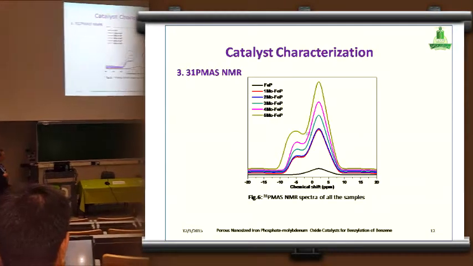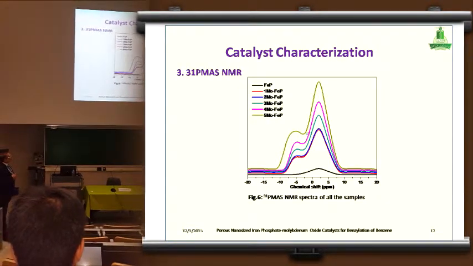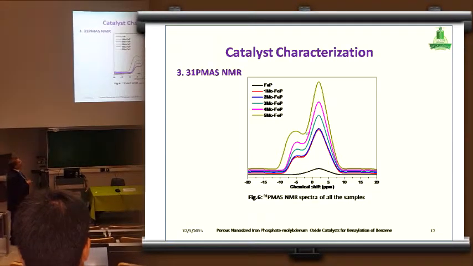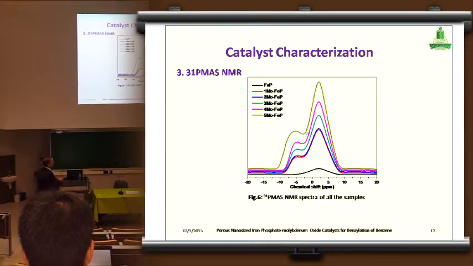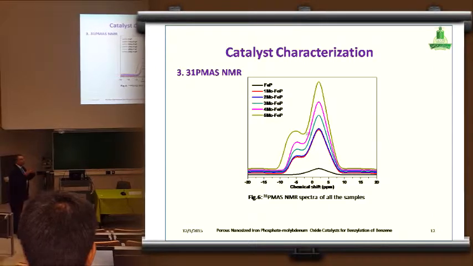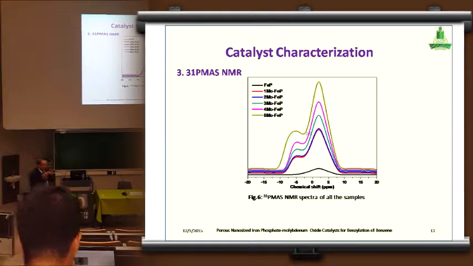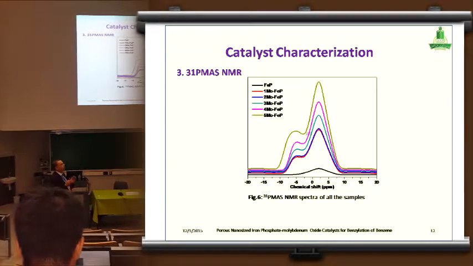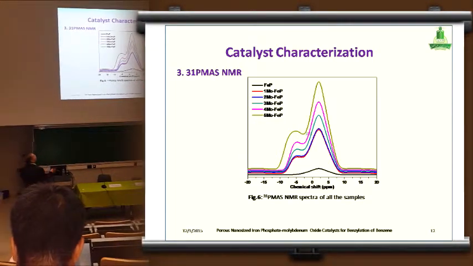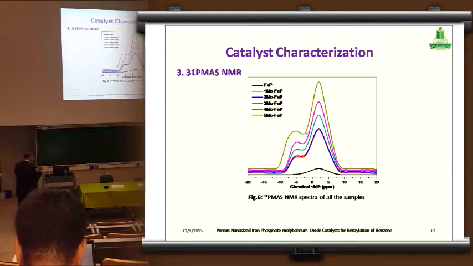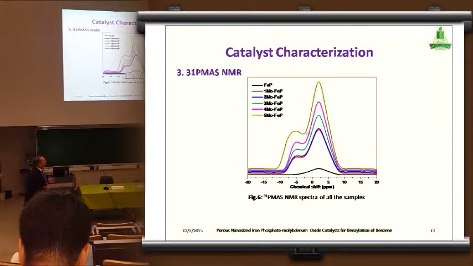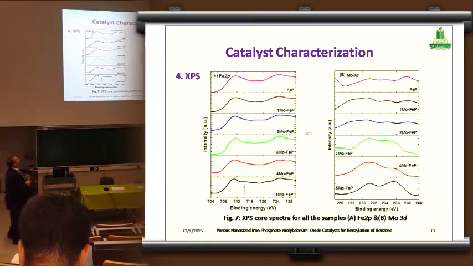In order to further confirm the Keggin structure, we did the phosphorus-31 MAS NMR. So we could have only one peak here related to iron phosphate. Once you add molybdenum, you have an extra peak for the NMR, which shows that there is a change in the environment surrounding the molybdenum. There is something changing by adding molybdenum on the surface, and this change in the environment could also support the idea of the formation of the Keggin structure, and this increases by increasing the amount of molybdenum added.